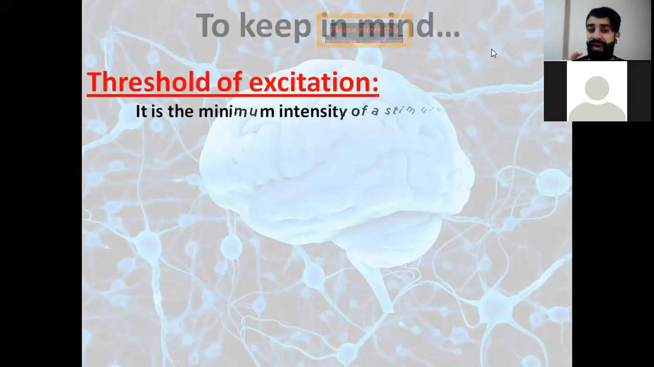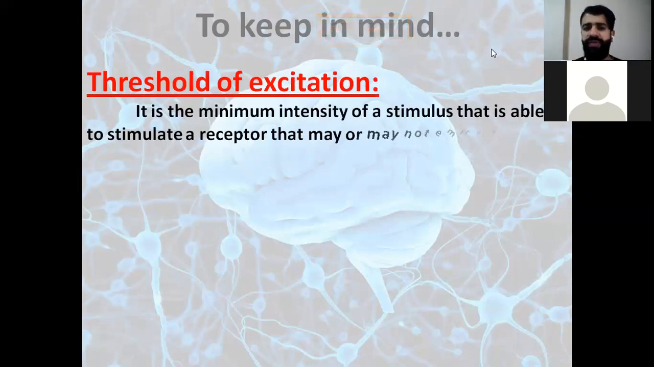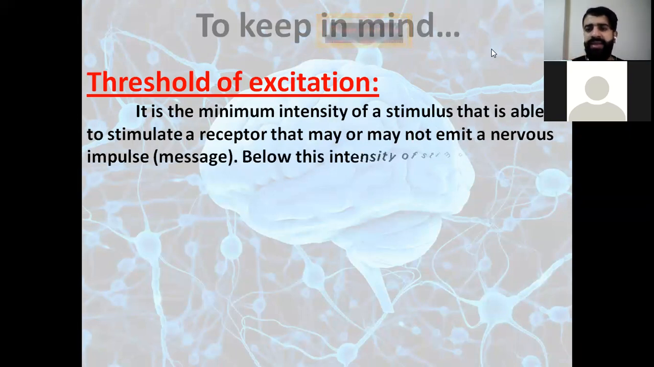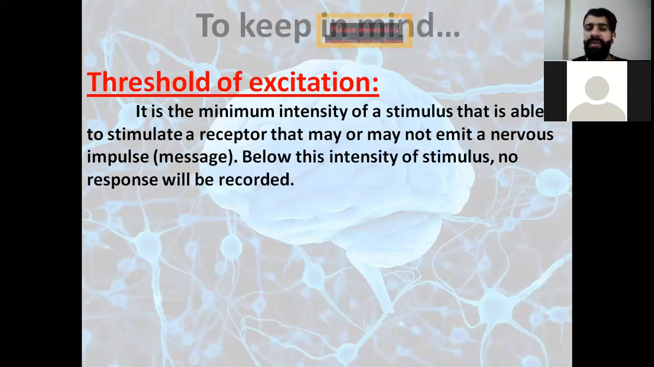Also, we have to keep in mind these definitions: what is the meaning of threshold of excitation? Threshold of excitation is the minimum intensity of the stimulus that is able to stimulate a receptor and to emit a nerve impulse or message. Below this stimulus, there is no response. For example, my hand, if a stimulus is 10 ampere, let's say. If it's less than 10 ampere, it won't respond. If it's 10 ampere and more, it would respond. So this 10 ampere is the minimum intensity that can cause an action potential or a response.